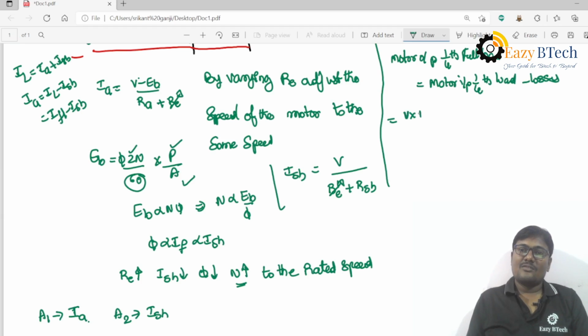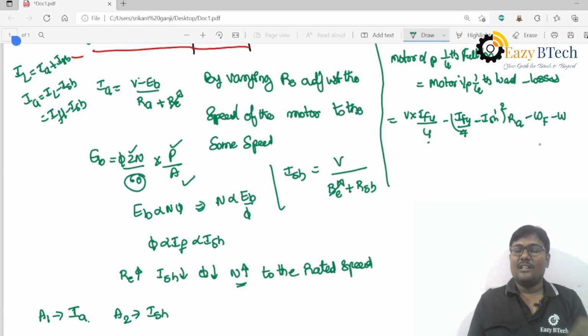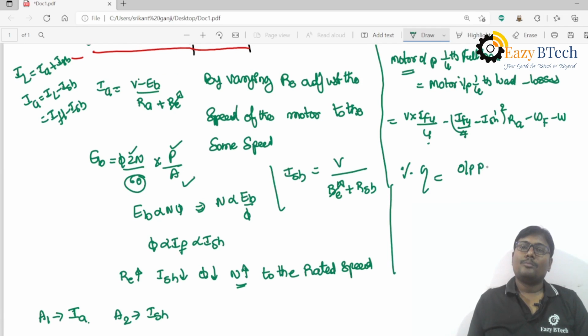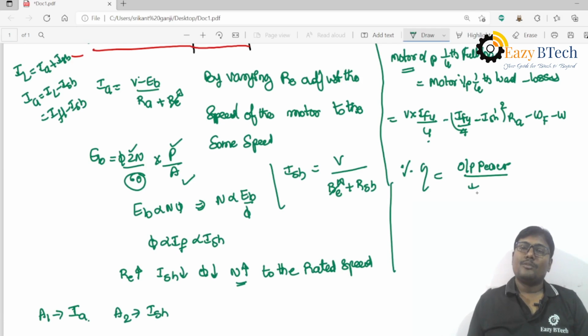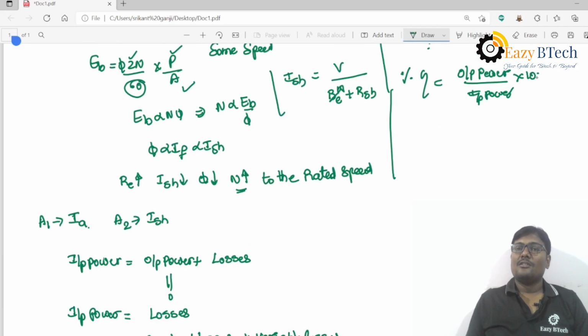So the constant losses will be constant. With the supply voltage, the motor input power is V into IF by 4, minus the armature copper loss, (IF by 4 minus ISH dash) whole square into RA. The stray losses are the same, and the field copper losses are subtracted, then you will get the motor output. Then you can calculate the percentage efficiency, output power divided by input power into 100.